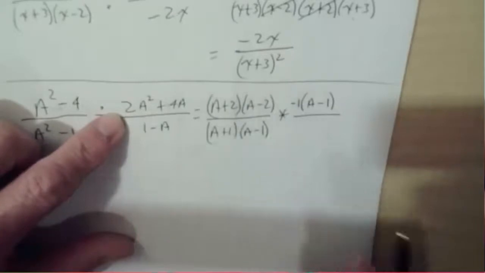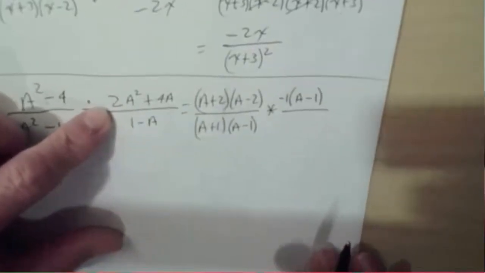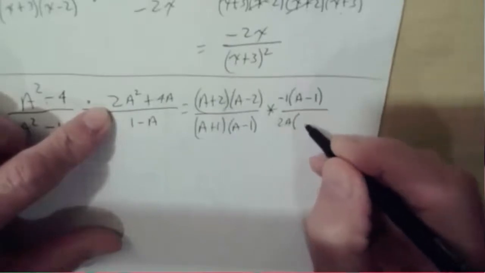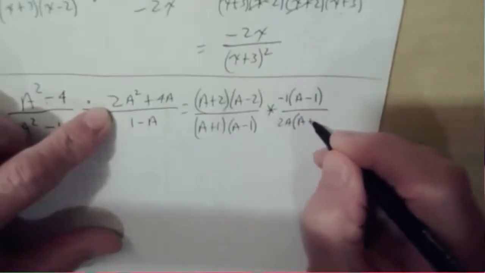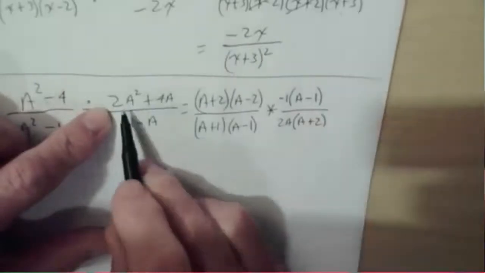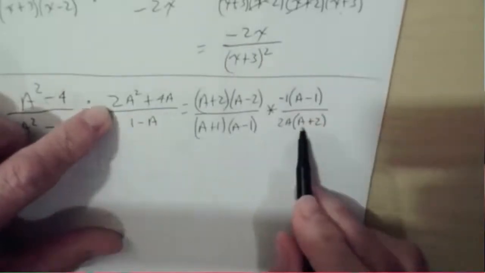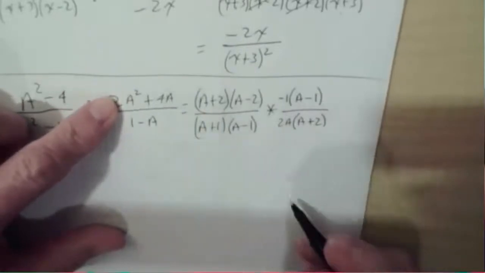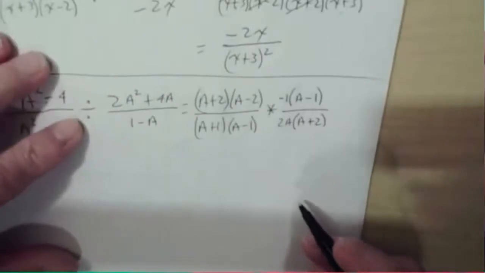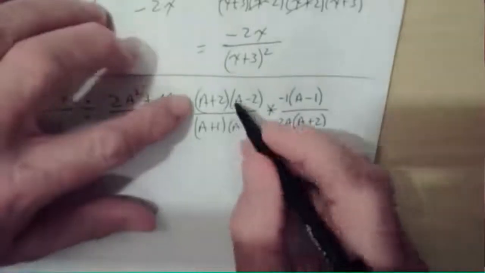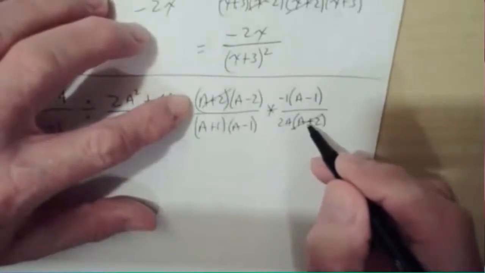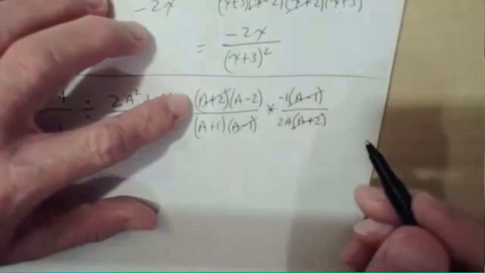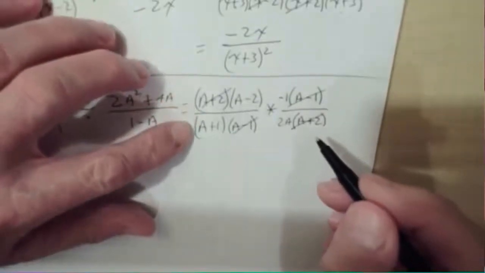Over. Now, what can we factor out of all this misery here? Looks like 2a, times a plus 2. Is that right? 2a times a, 2a squared. 2a times 2, 4a. So we're right. Okay, now what can we cancel out immediately? A plus 2, a plus 2. A minus 1, a minus 1. Anything else? Doesn't look like it.